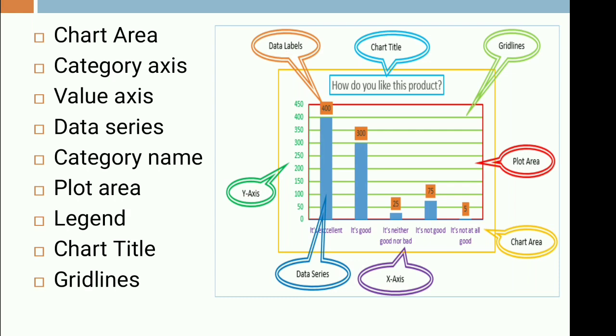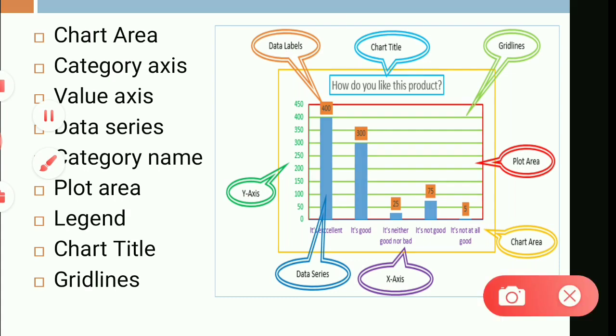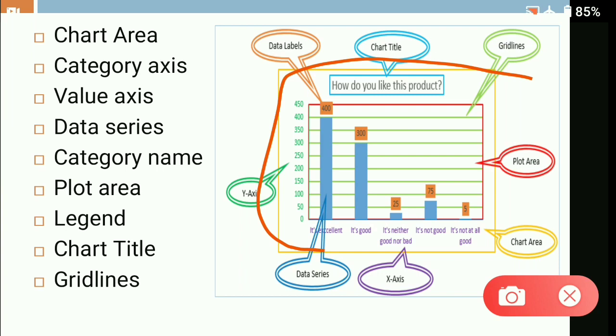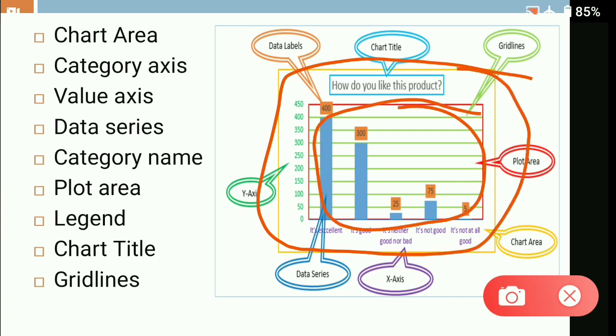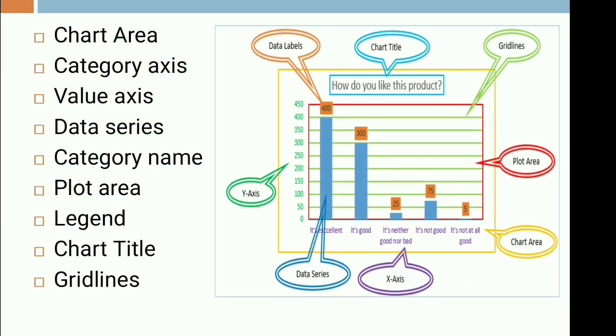Next, plot area. Plot area is a window within the chart area. As you can see in the picture, that is the plot area. This is the chart area, but within the chart area there is the plot area where we plot the charts. Okay. Next, legends. Legends depict the color, pattern, or symbol assigned to the data series. It helps to differentiate the data. With the help of the legend, we can differentiate between the different types of data.